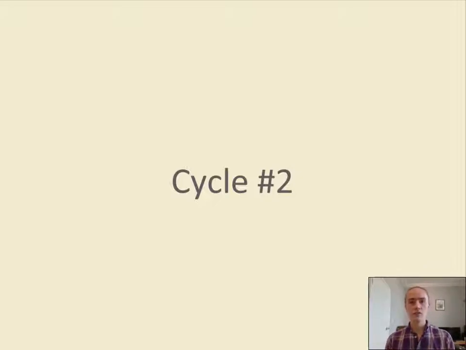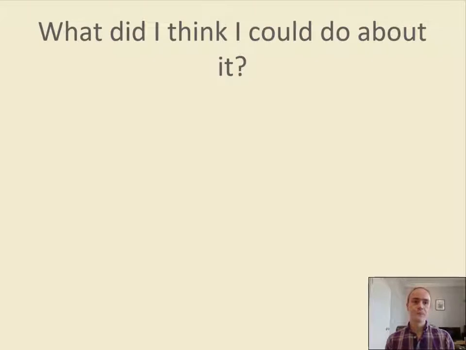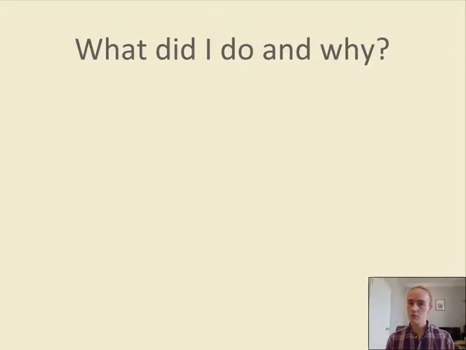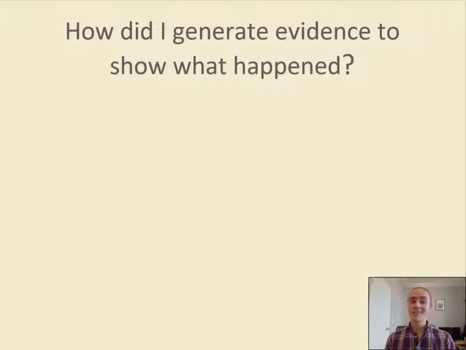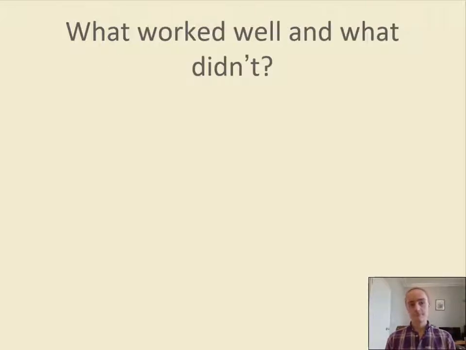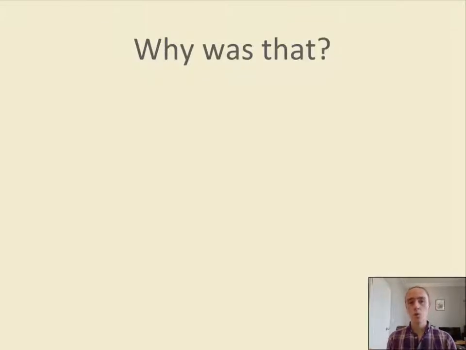So you will just go through and you repeat this for the second cycle. So again, what did you think you could do about it? What did you do and why? How are you generating evidence to show the impact as you were carrying along? Based on the evidence, what worked, what didn't? Primarily in your approach as a practitioner, but maybe also looking at the role and the agency of your students. Why was that? Why did things work? Why didn't things work so well?